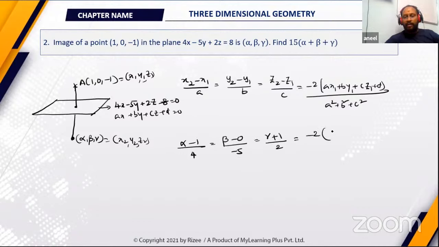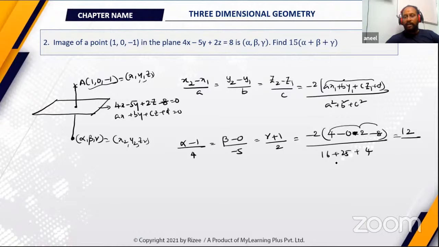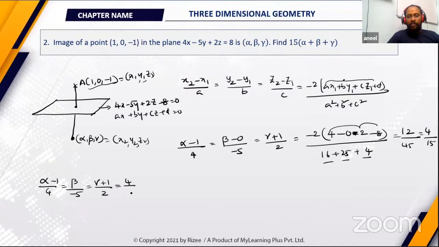Substitute the point in the plane. So ax1 plus by1 plus cz1 plus d means substitute the object in the plane. So 4 ones are 4, minus 0, minus 2, minus 2, minus 8 by a square plus b square plus c square. So this gives me 4 minus 10 minus 6 into 12, 12 by 16 plus 25 plus 4, 45. 12 by 45 is nothing but 4 by 15. So alpha minus 1 by 4 is equal to beta by minus 5 is equal to gamma plus 1 by 2 is equal to 4 by 15.